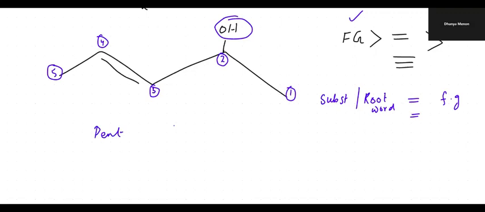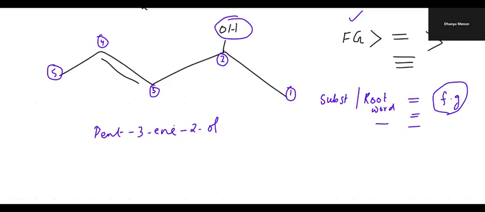After the root word, we give information about the double or triple bond. So the double bond is there at the 3rd position, pent-3-ene. Then we have the functional group, 2-ol. Right?